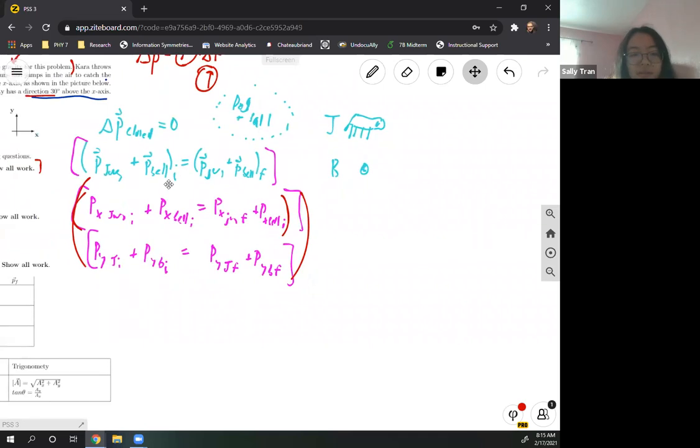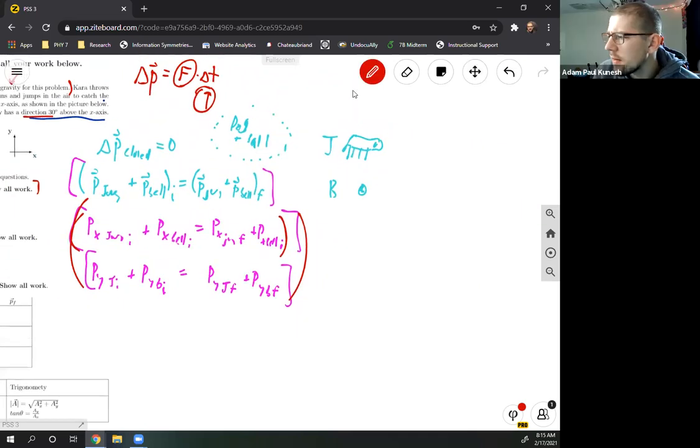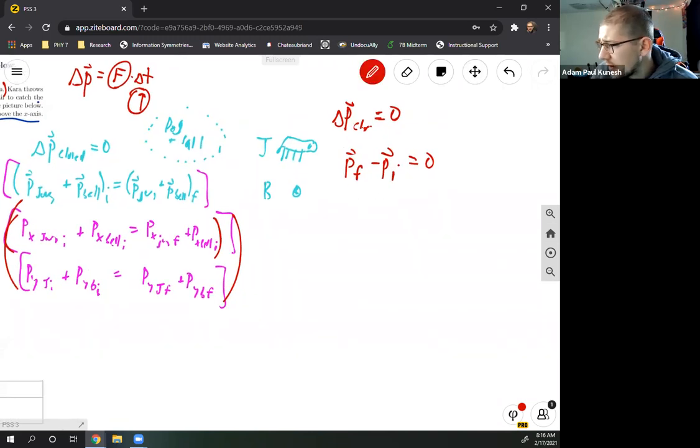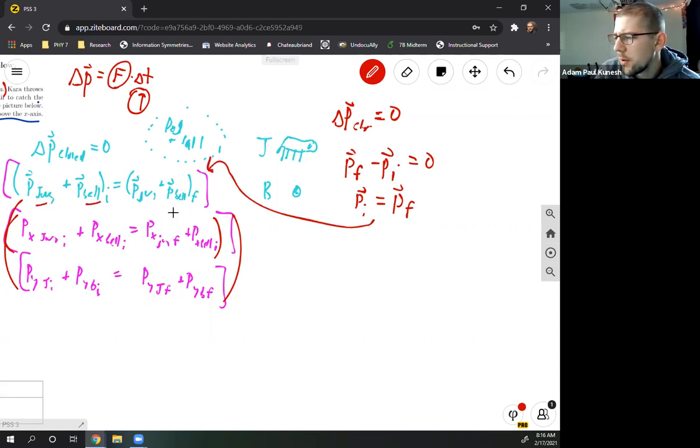Basically, if I know that the change in momentum of a closed system is 0, so delta P closed equals 0, I can write that as momentum final minus momentum initial for my whole system is 0, which means that the initial momentum is just equal to the final momentum. So that's what I've written here. The initial momentum of my system, Jersey plus the ball, is equal to the final momentum for my two-body system.